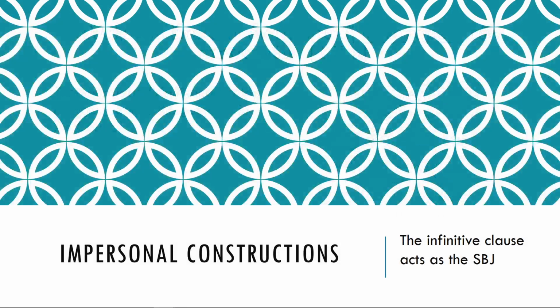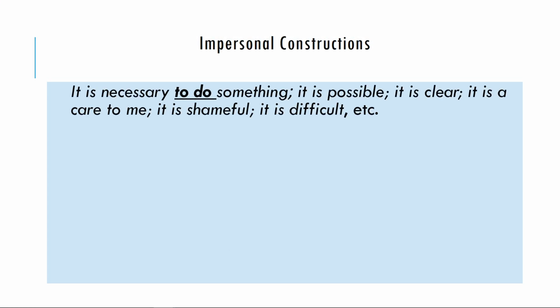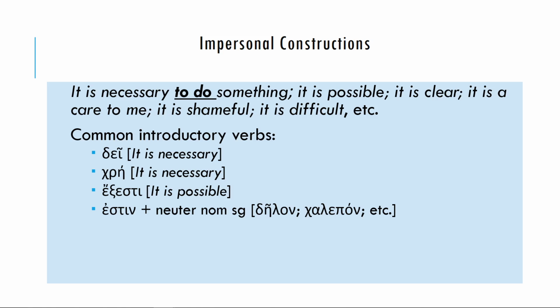Another construction that we've already seen with some substantive clauses is the impersonal construction. You can often have the case where the infinitive clause acts as the subject. So we're talking about things like it is necessary to do something. It is possible to do something. It is shameful. It is difficult. It's a care to me. And the common words to introduce this type of construction are dei, meaning it is necessary, chrē, meaning it is necessary, exesti, so this is the verb eimi with the ek on the front of it, it is possible, and then estin with any kind of neuter nominative subject. It is clear, it is difficult, it is whatever. And then the infinitive clause will act as the subject.